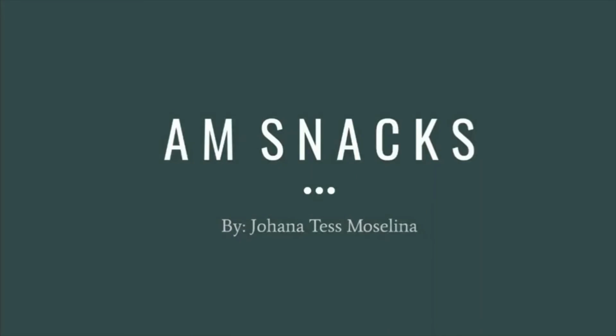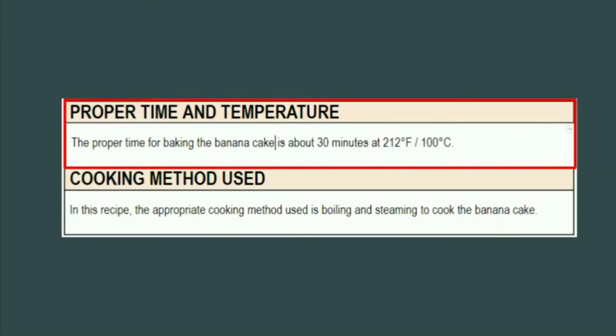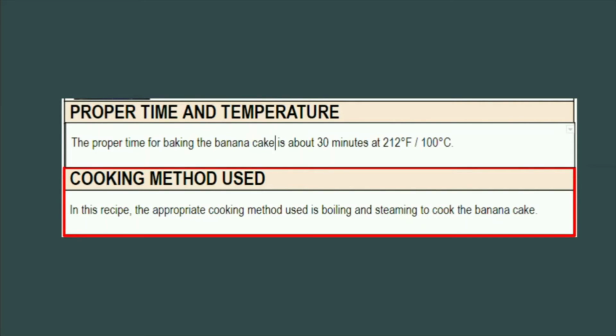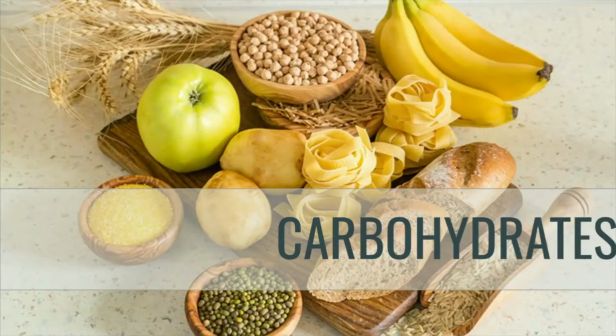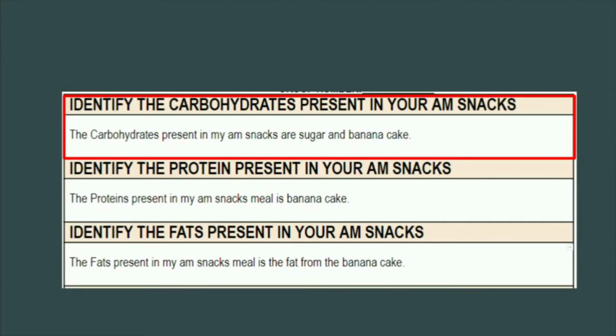Morning snack recipe: the proper time for cooking the banana cake is about 30 minutes at 212 degrees Fahrenheit or 100 degrees Celsius. The appropriate cooking method used is boiling and steaming. For the carbohydrates, present are sugar and banana cake.